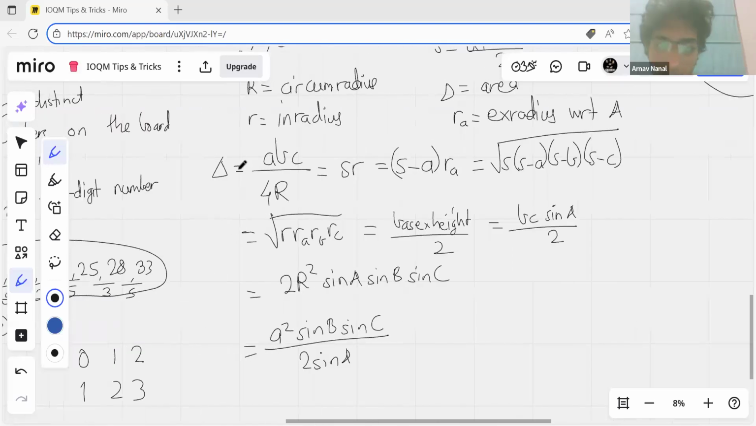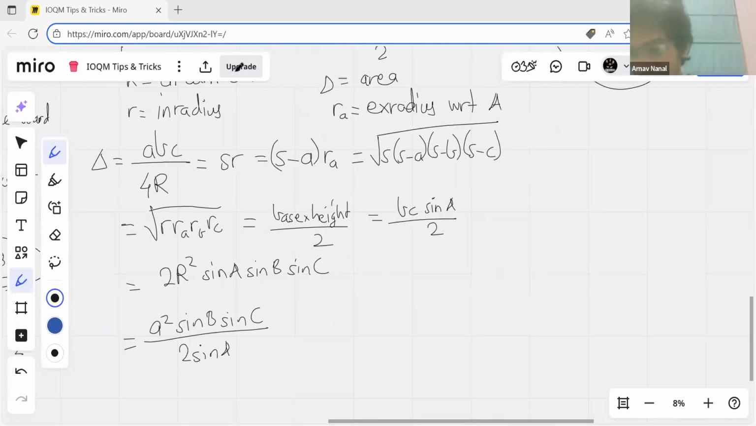Okay, so should we do problems right now or should we do them at the end? Let's do one problem right now and maybe we can do all the other problems later. So what we have right now is, I forgot what we had. Okay, so we have a circle.